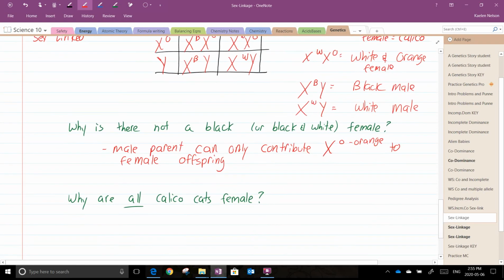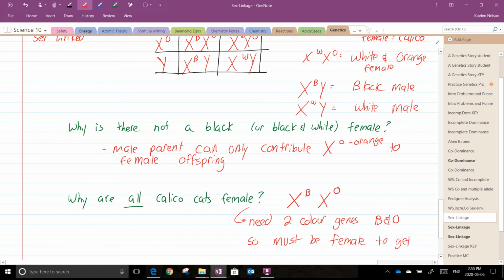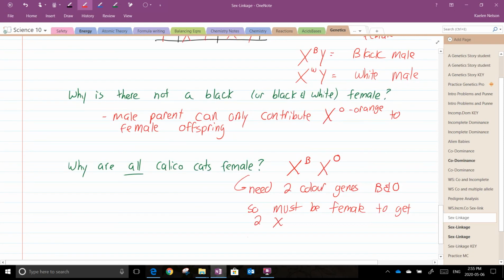And why are all calico cats female? Calico cats are black and orange, so we need to have two color genes. So you must be a female to get two X's, two X chromosome color genes, we'll call them. And now you're ready to complete the assignment on sex linkage.